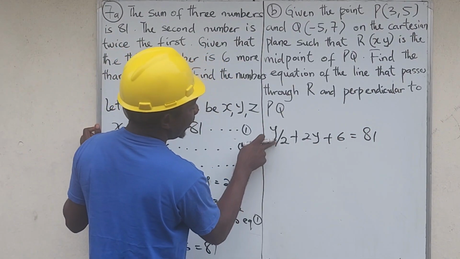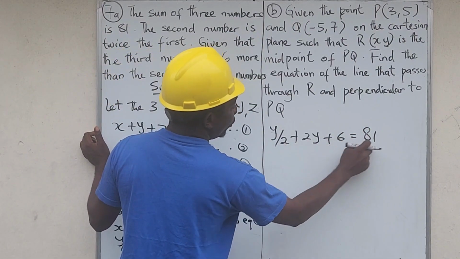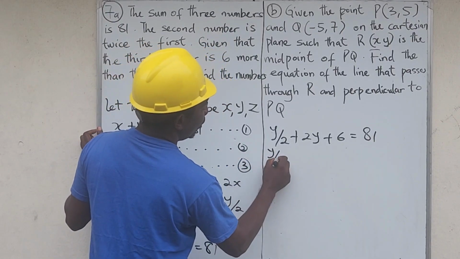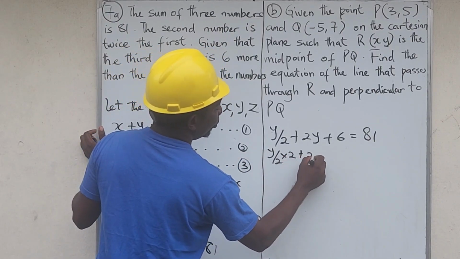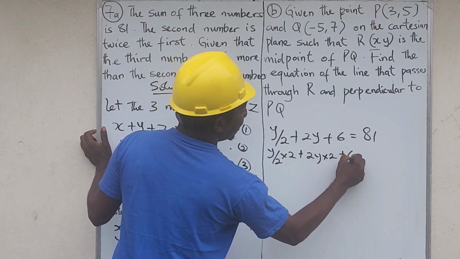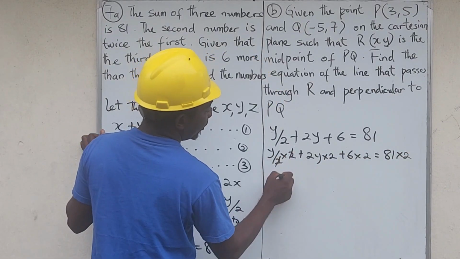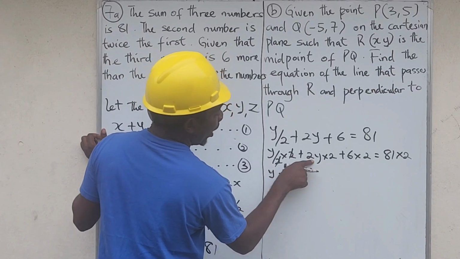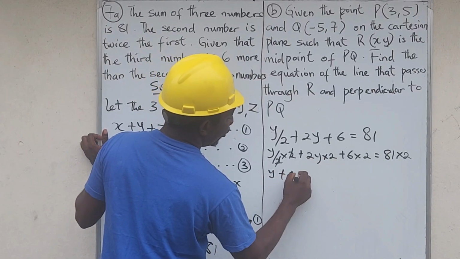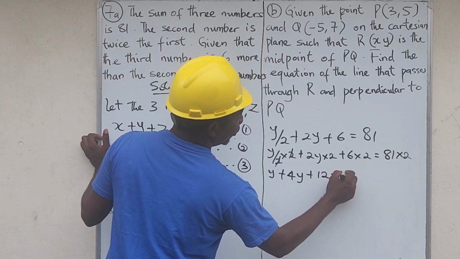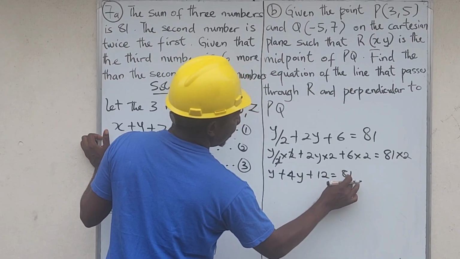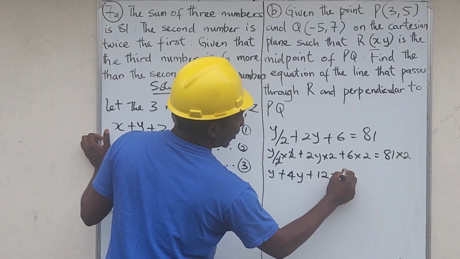Now, to clear this fraction, we multiply all through by 2. So we have y over 2 times 2, plus 2y times 2, plus 6 times 2, equals 81 times 2. The 2 cancels here, and we have y plus 4y plus 12 equals 81 times 2. Our 81 times 2 is 162.